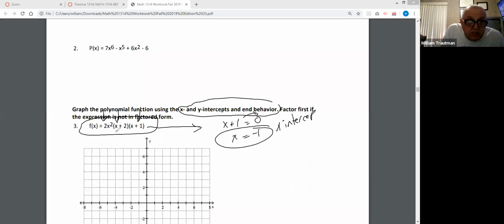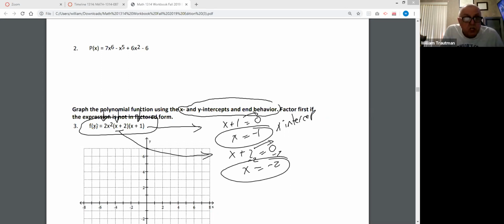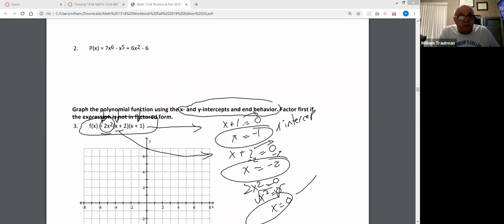And we also have this one. This is a -2. It's going to be the opposite sign of what's in there. X plus 2 equals 0, so take the 2 to the other side by subtracting 2, and x equals -2 is an x-intercept. We also have one more. 2x squared equals 0. Divide by 2. If you divide 0 by 2, you still get 0. Then square root both sides, x equals 0. So the 3 x-intercepts here are 0, -2, and -1. Those are x-intercepts.